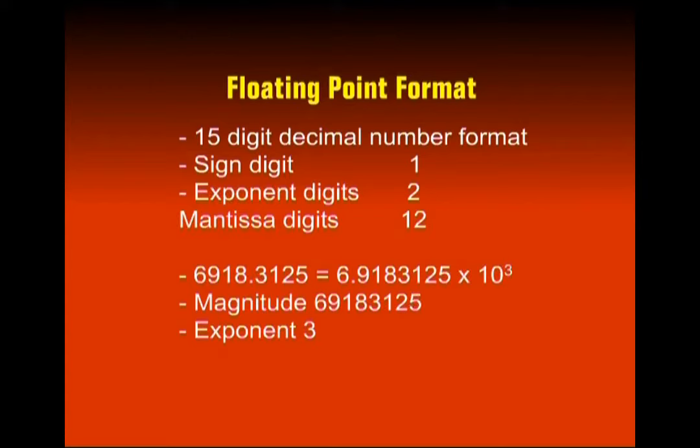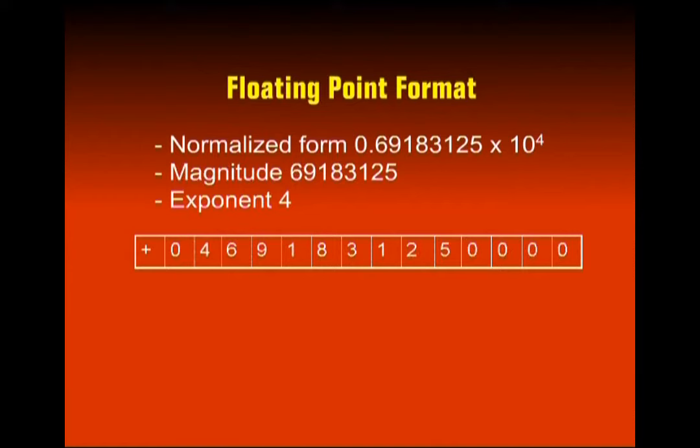Now, what is the magnitude of this number? The magnitude is 6918.3125. What is the exponent? It's 3. The number is written in its normalized form. What do we mean by normalized form? We bring the decimal point to the extreme left of the number. So now the decimal number is written as 0.69183125 into 10 power 4. The magnitude remains the same. It is 6918.3125. The exponent is 4.